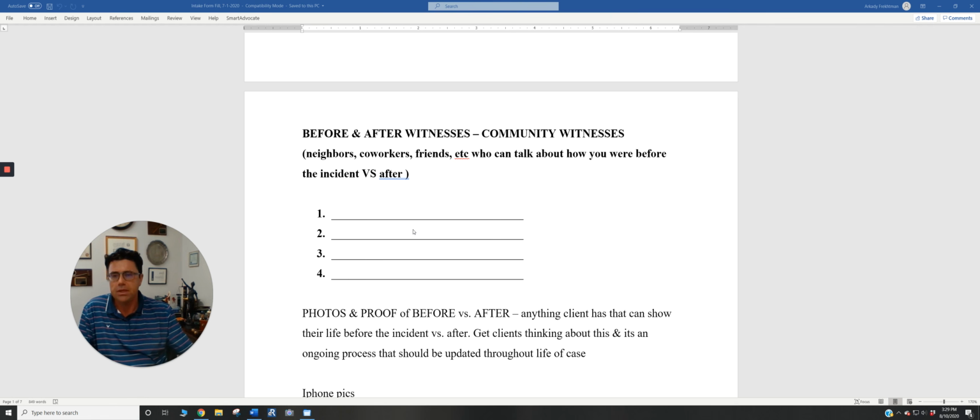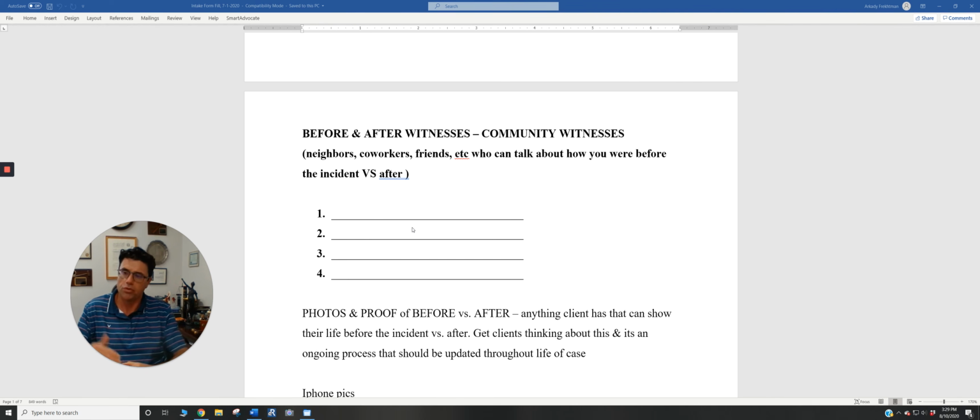And that would be neighbors, coworkers, friends, people who could talk about the individual who was hurt before the incident, and then could also talk about that person after the incident. And the reason that's important is because you are therefore painting a picture of what happened to this particular client and how their life has changed because of this event, right? This trauma, whether it's a slip and fall, a construction accident, a car crash.